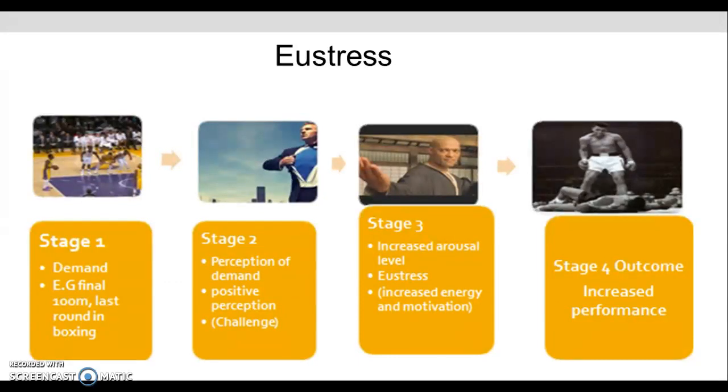There are 4 stages. Stage 1 is the demand, so this could be the final 100 metres or the last round in boxing. Stage 2, which is the perception of the demand, so it was positive. Stage 3 is the increased arousal levels, and in this situation it's eustress. So the outcome is that it's positive stress, and it will increase their performance.